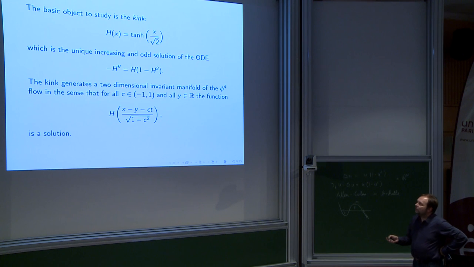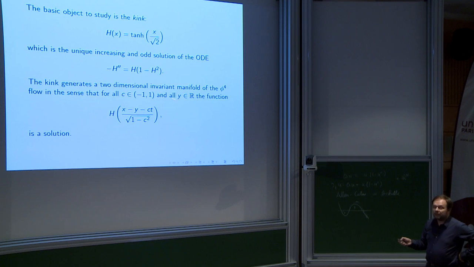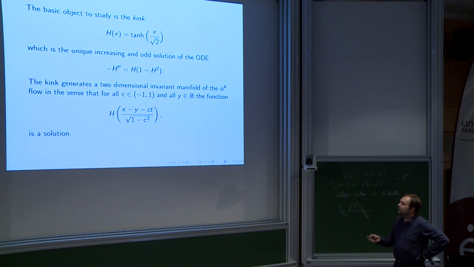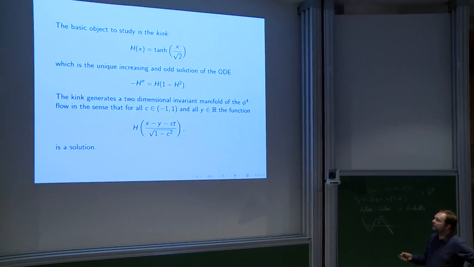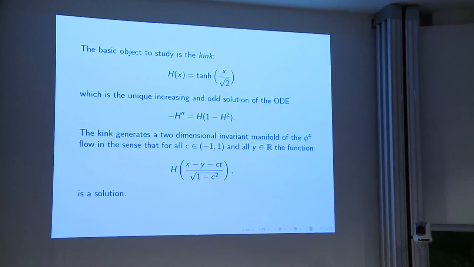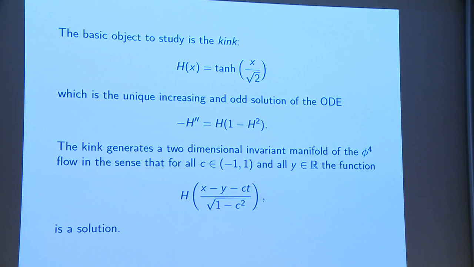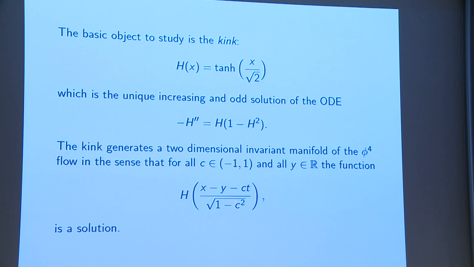If I look at the wave equation, then the kink generates a two-dimensional invariant manifold, or at least a piece of an invariant manifold, just by Lorentz transformation. If I have a kink, I can boost it, and for every constant c, the speed between minus 1 and 1, I have a solution to the problem. And so the basic question is, what kind of behavior do you expect around this type of solutions of the flow? What will happen?